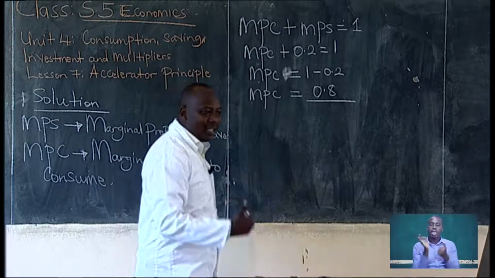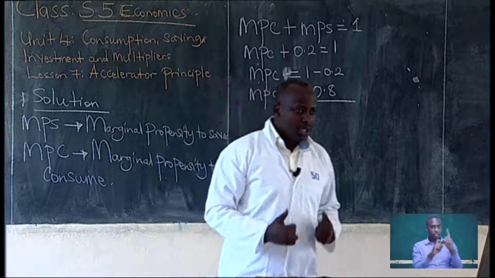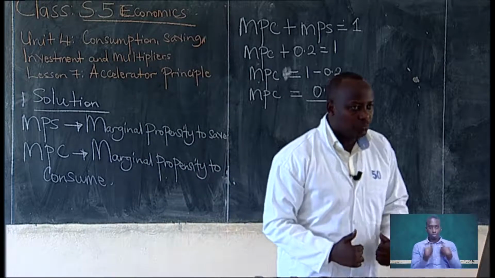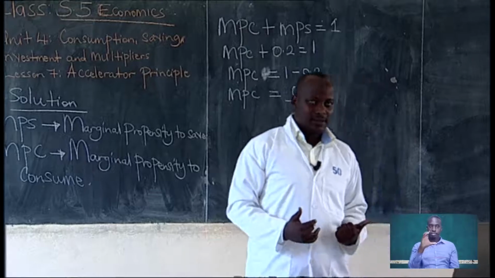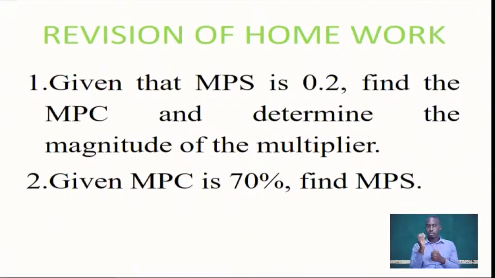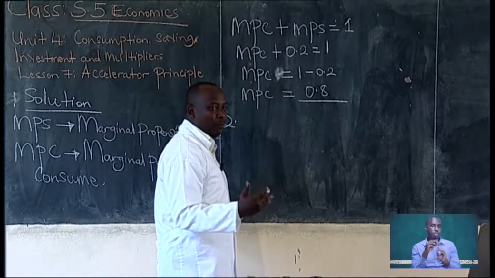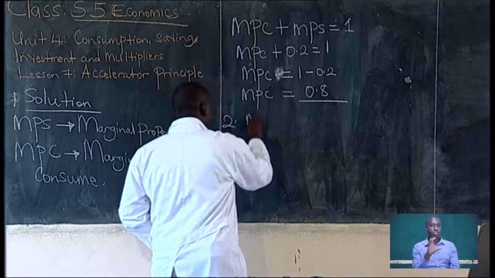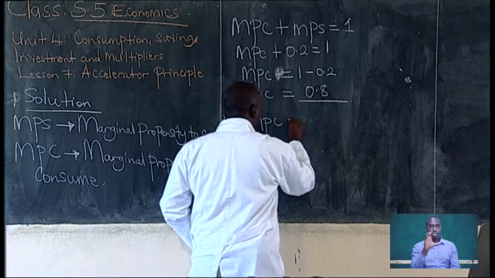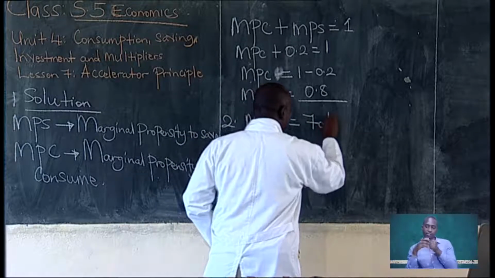0.8. Now, the second question, given marginal propensity to consume is 70%. Now it is in percentage. You're given marginal propensity to consume in percentage, which is 70%. Find marginal propensity to save. Now, the solution of question 2, which is marginal propensity to consume. We are given marginal propensity to consume, which is 70%.